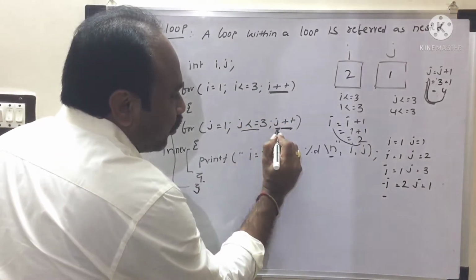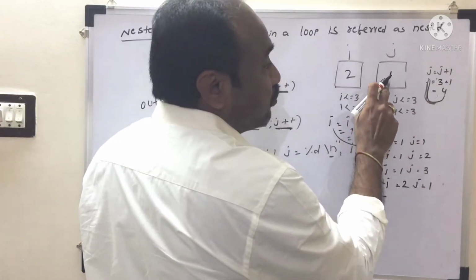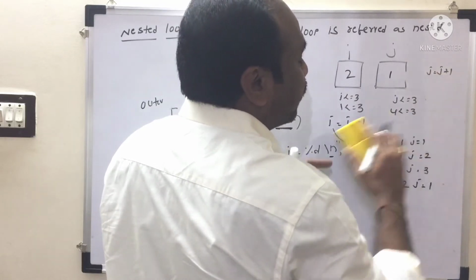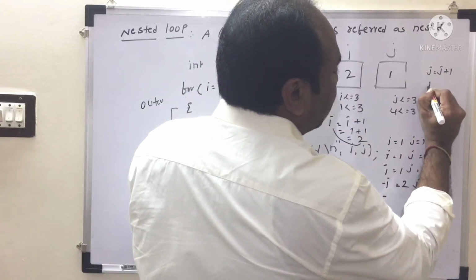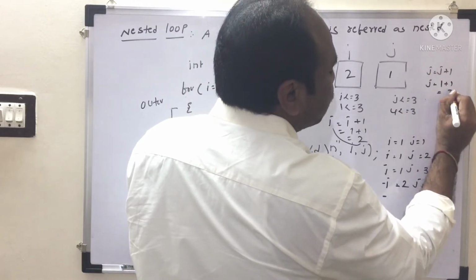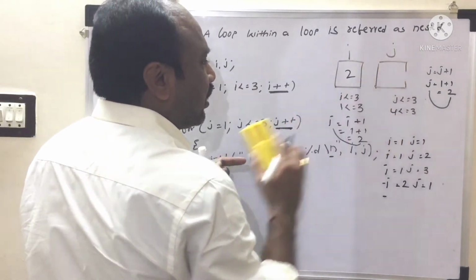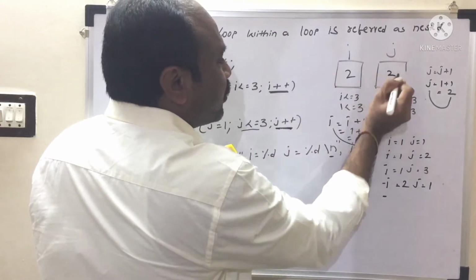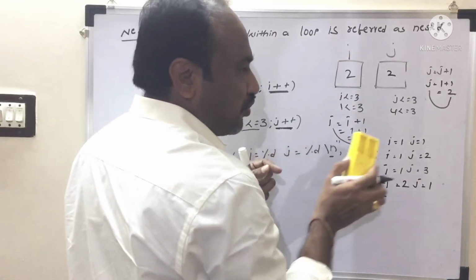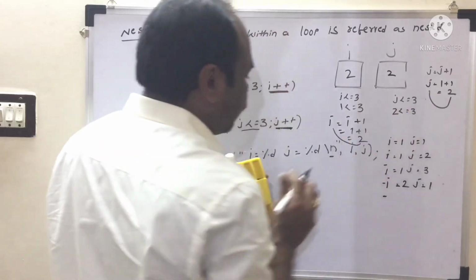Okay, here j++. What is the meaning of j++? j equal to j plus 1. Substitute j value. What is j value now? 1 plus 1. That's why in the starting class itself I explained: use the boxes. j equal to 1 plus 1. Now j value becomes 2. Check the condition in the inner for loop. j less than or equal to 3. 2 less than or equal to 3, condition true.